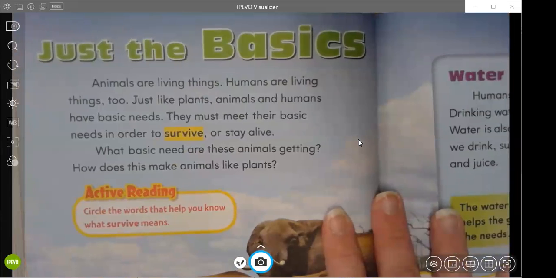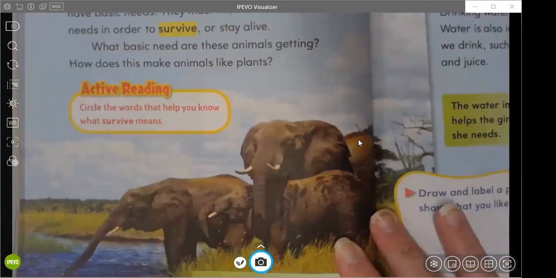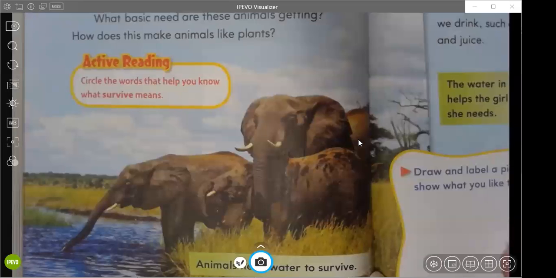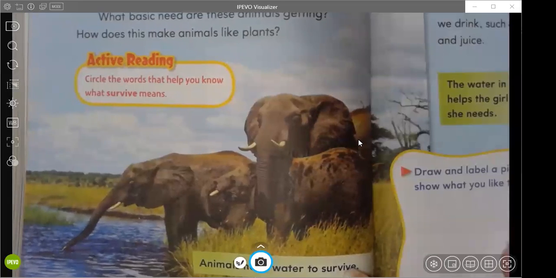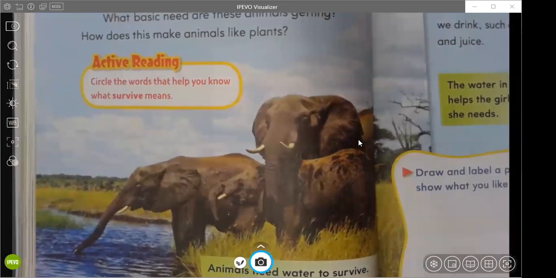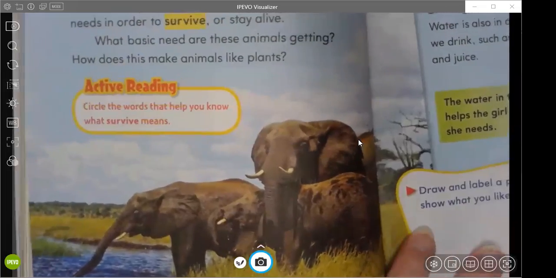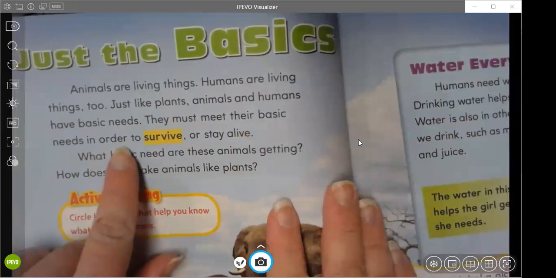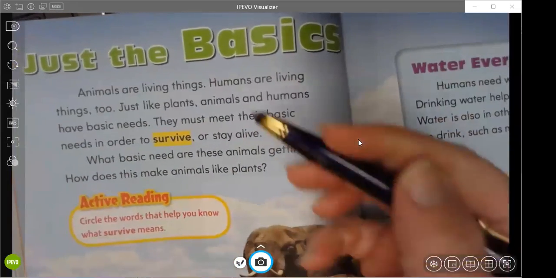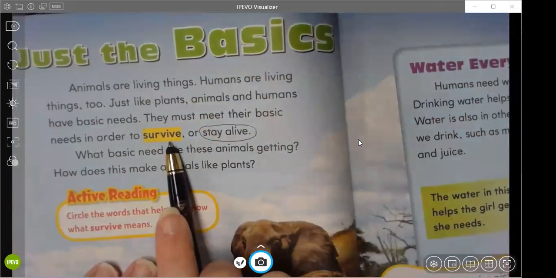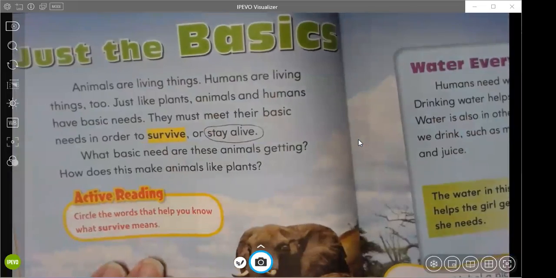What basic needs are animals getting? How does this make animals like plants? So these animals down here at the bottom are getting what to survive? They're getting water, right? So it's good that you use water. You need water. You have to drink lots of water every day to survive. All right, so let's circle the words to help you know what survive means. So if you look back up here, their basic needs must be met in order to survive or stay alive. So we're going to circle the words stay alive because we know that survive means to stay alive. Okay?